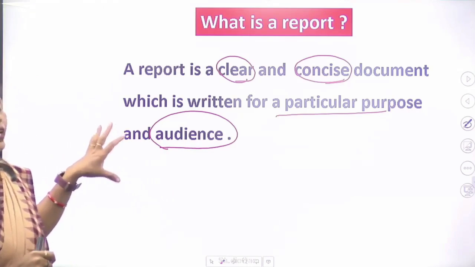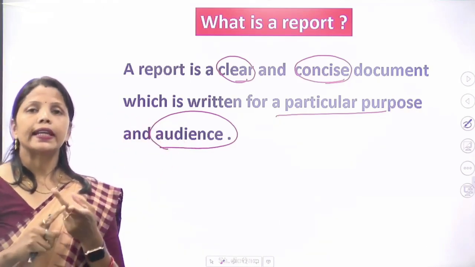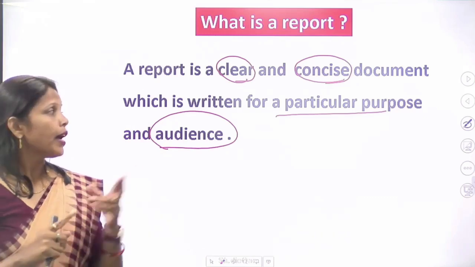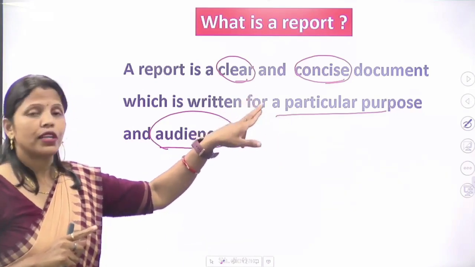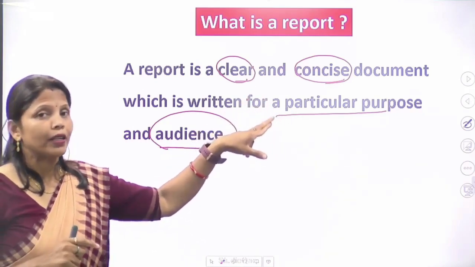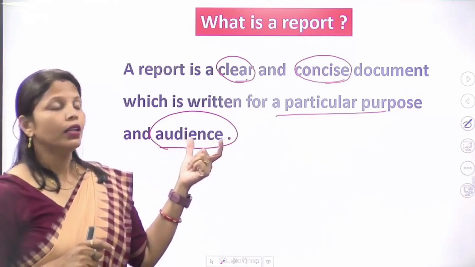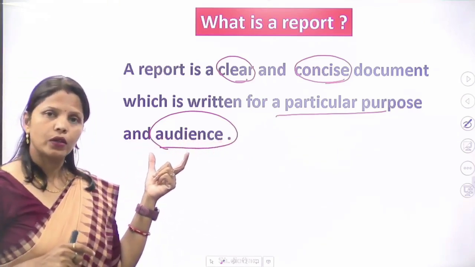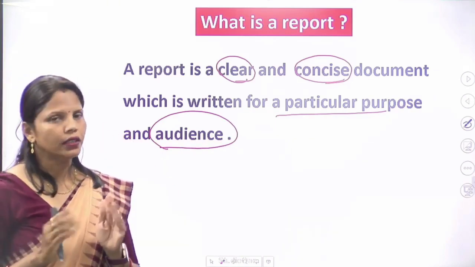So whenever we write a report, first, the report must be clear. Second, it must be concise and it must fulfill its purpose. For whatever purpose we are going to write the report, that must be fulfilled, and our report must be fruitful for the audience. So these four things must be there in a report.